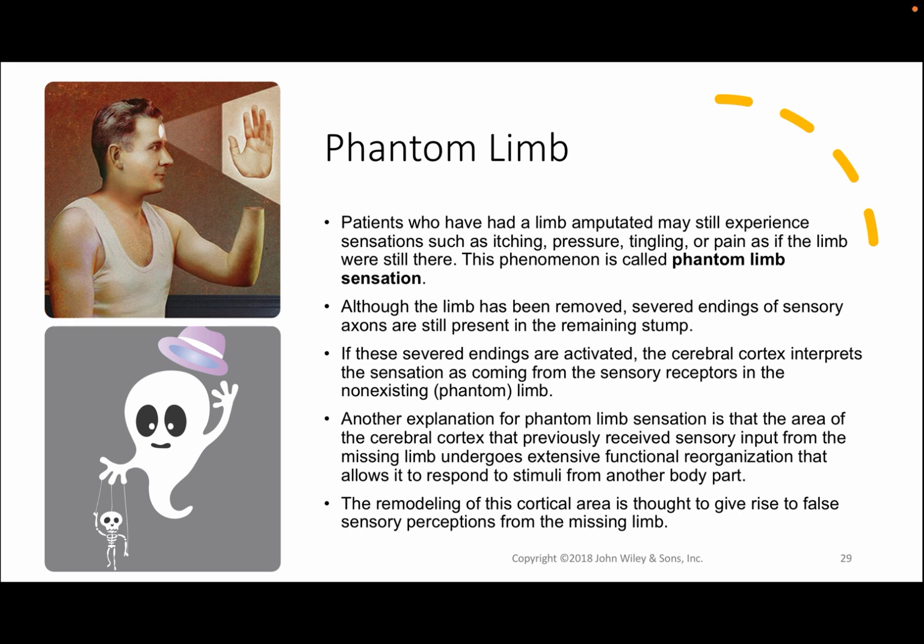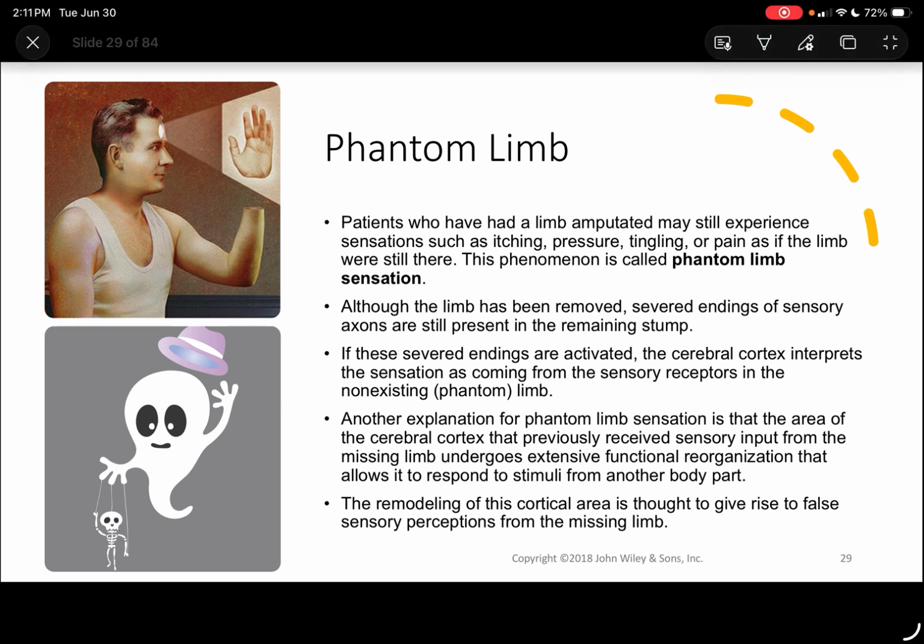That brings us to the very interesting phenomenon of phantom limb sensation, right? This is when patients have had a limb amputated, and they can sometimes still experience sensations, things like itching, pressure, tingling, even pain in that limb as if it was still there. This is called phantom limb sensation. Although the limb has been removed, those severed nerve endings of our sensory axons are still present in whatever remains of the stump, right? And so if these severed endings are activated, the cerebral cortex interprets those sensations as coming from the actual sensory receptors that would have been in that non-existent limb, our phantom limb.